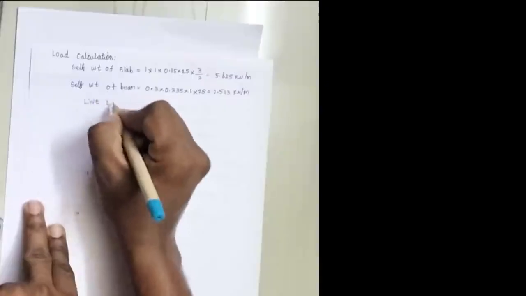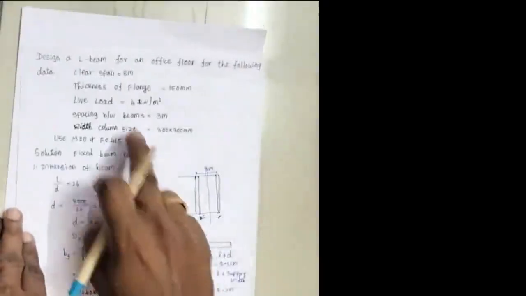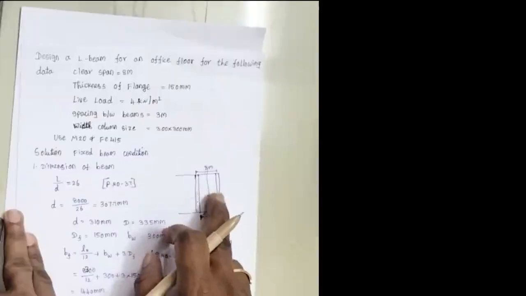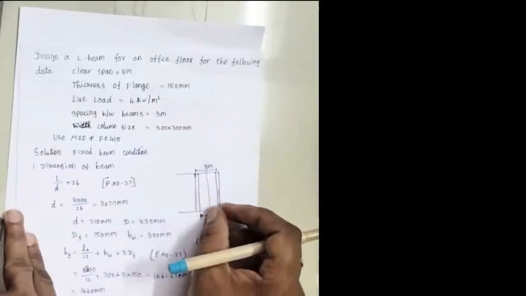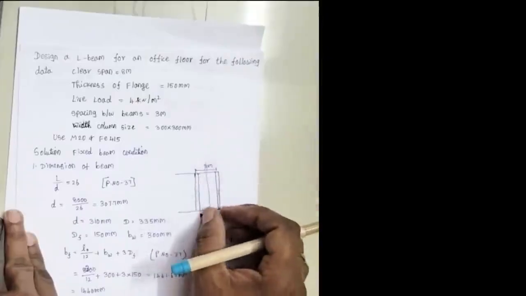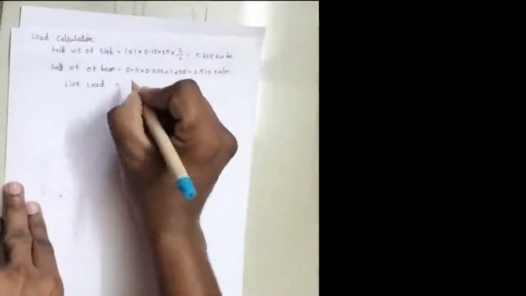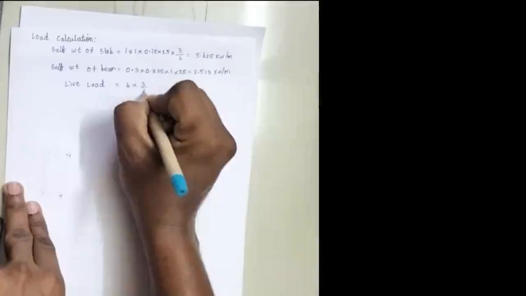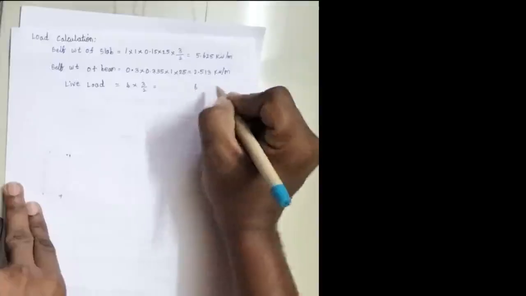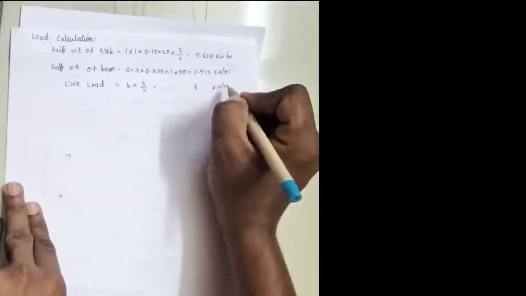So live load on the slab they have given, if you see here in the problem, is 4 kilonewton per meter square, but we need to convert that live load as live load on the beam. So we need to multiply with the width which is going to act. So if it is 3 meter, half of the load, so the value will be 1.5 meter. So here I am going to consider this as 4 into 3 divided by 2. So the value will be 6 kilonewton per meter.